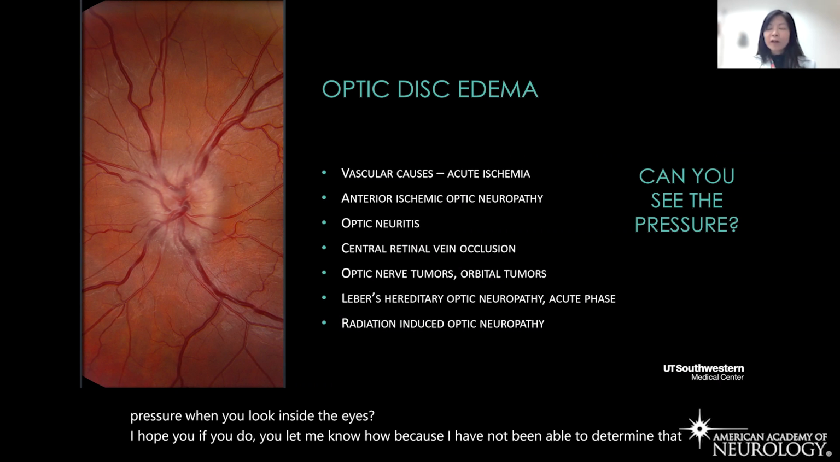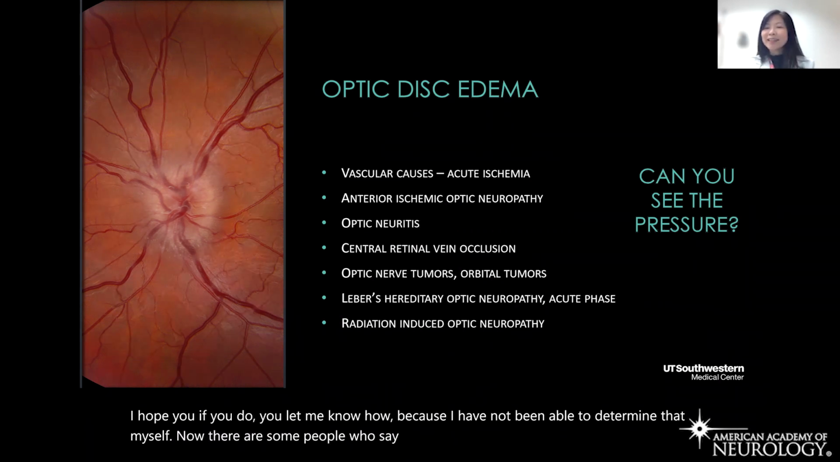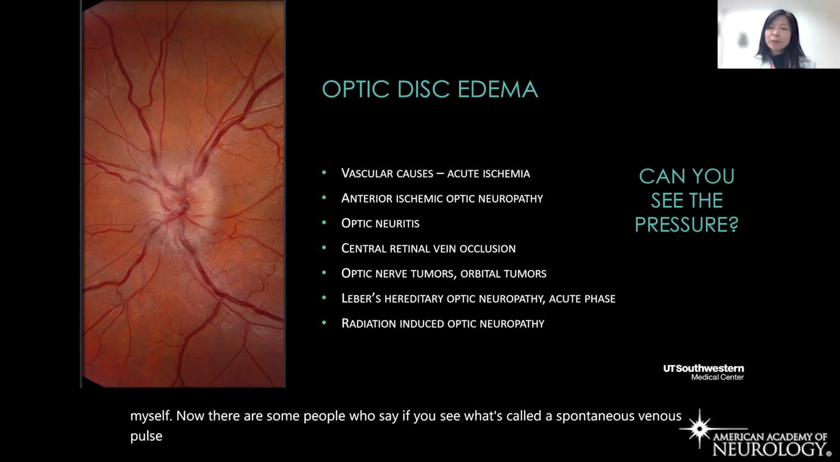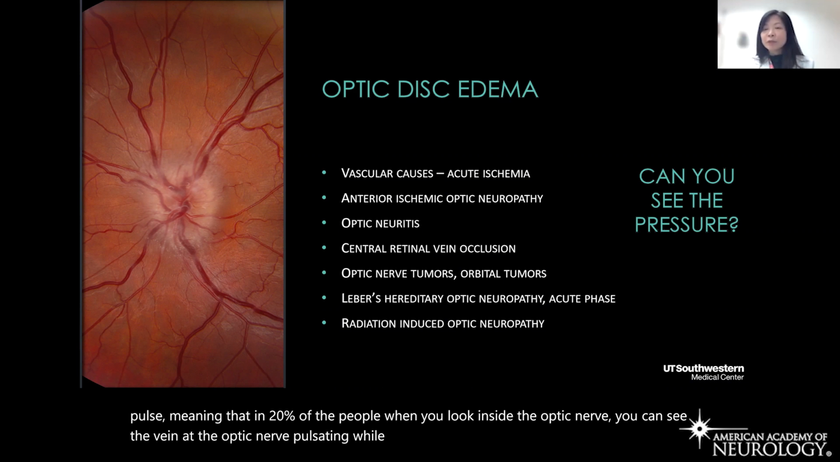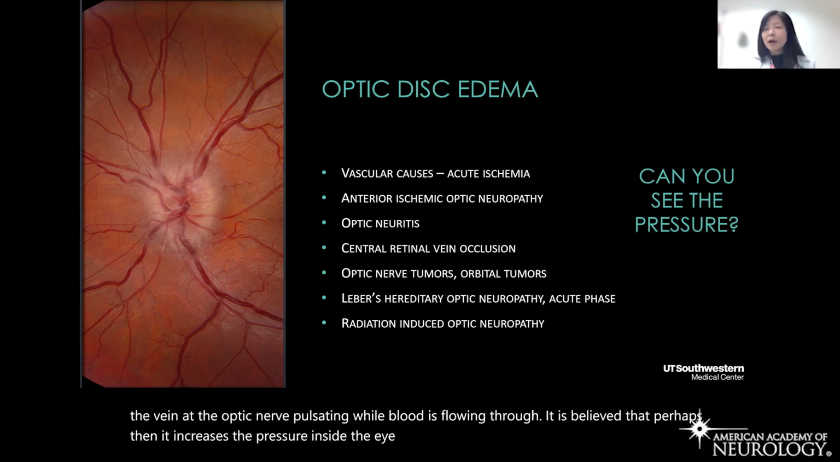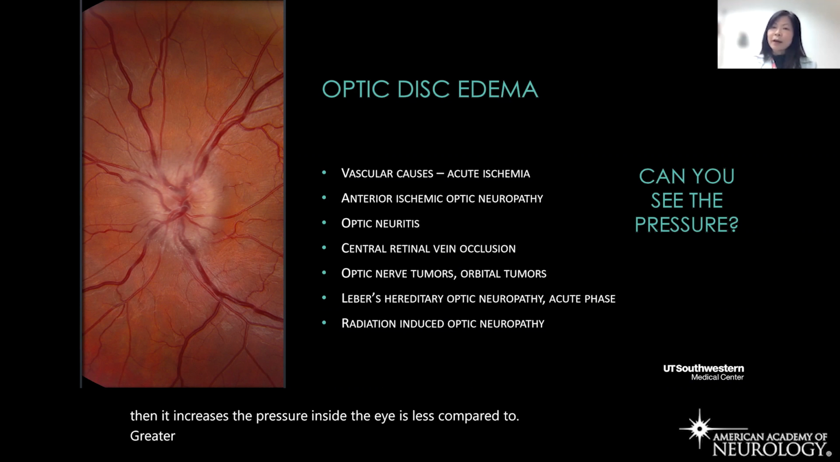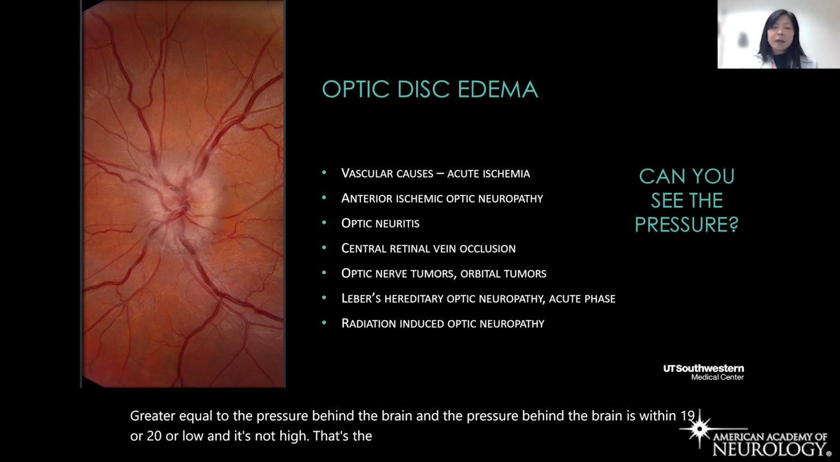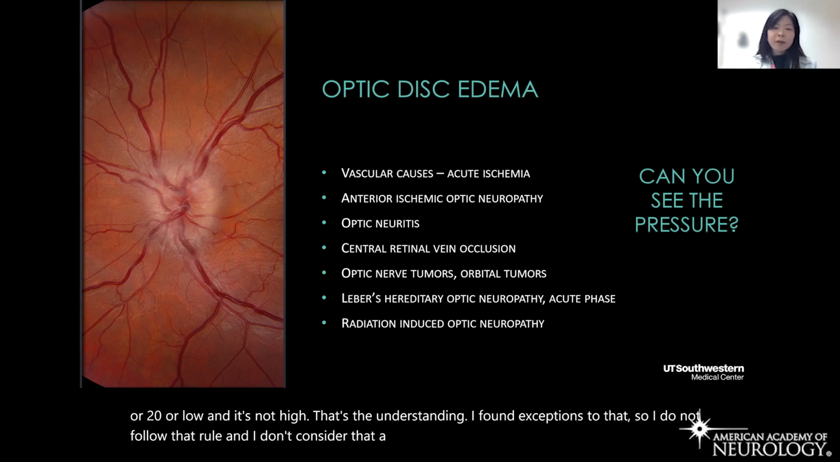Now, there are some people who say, well, if you see what's called a spontaneous venous pulse, meaning that in 20% of people, when you look inside the optic nerve, you can see the vein at the optic nerve pulsating while blood is flowing through it. It is believed that perhaps then the pressure inside the eye is greater or equal to the pressure behind the brain, and the pressure behind the brain is 19 or 20 or lower, and it's not high. That's the understanding. I found exceptions to that, so I do not follow that rule, and I don't consider that a true pearl. So depending on who you talk to, they may describe it that way.